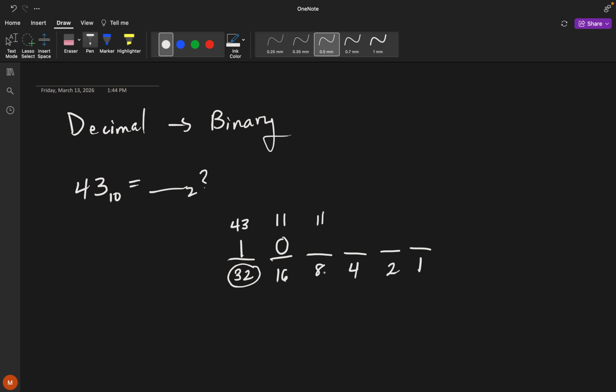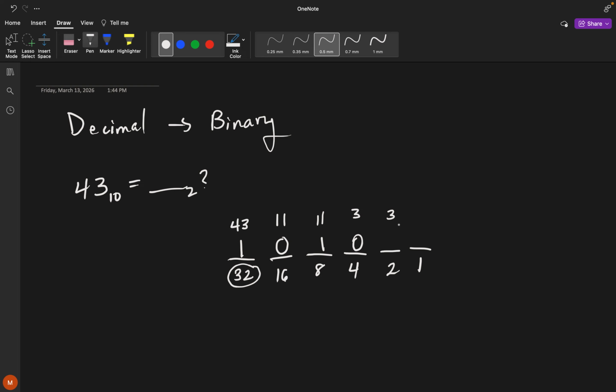And ask the same question. Does 8 go into 11? Do I need 8 to make 11? Yes. 11 minus 8, once 8 is used, I have 3 left over. Do I need 4 to make 3? Is 4 less than or equal to 3? No. So there's still 3 left to convert.